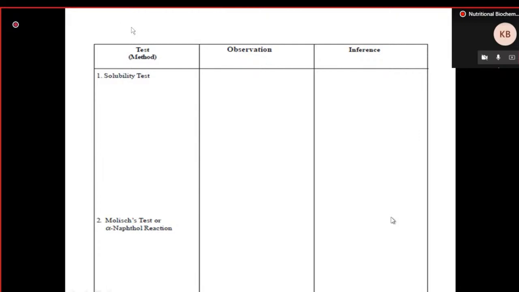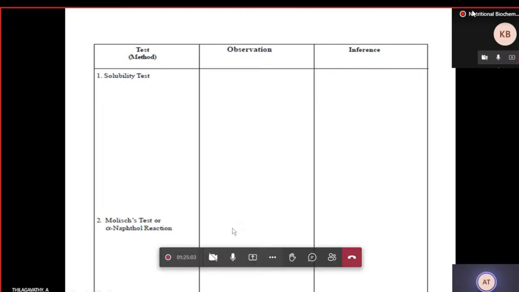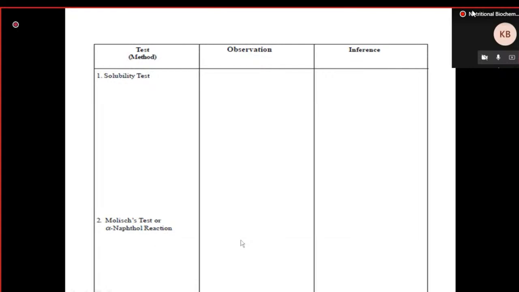Sample 1, solubility test, Molisch test. You continue. After Molisch test, Benedict's test. After Benedict's test, iodine test. What is the observation? Observation you will write, a brown ring was observed or a reddish brown precipitate was observed. Okay, in case of iodine test, a deep blue color was seen. Here if it is negative, you can write absence of reddish brown precipitate, absence of blue color.